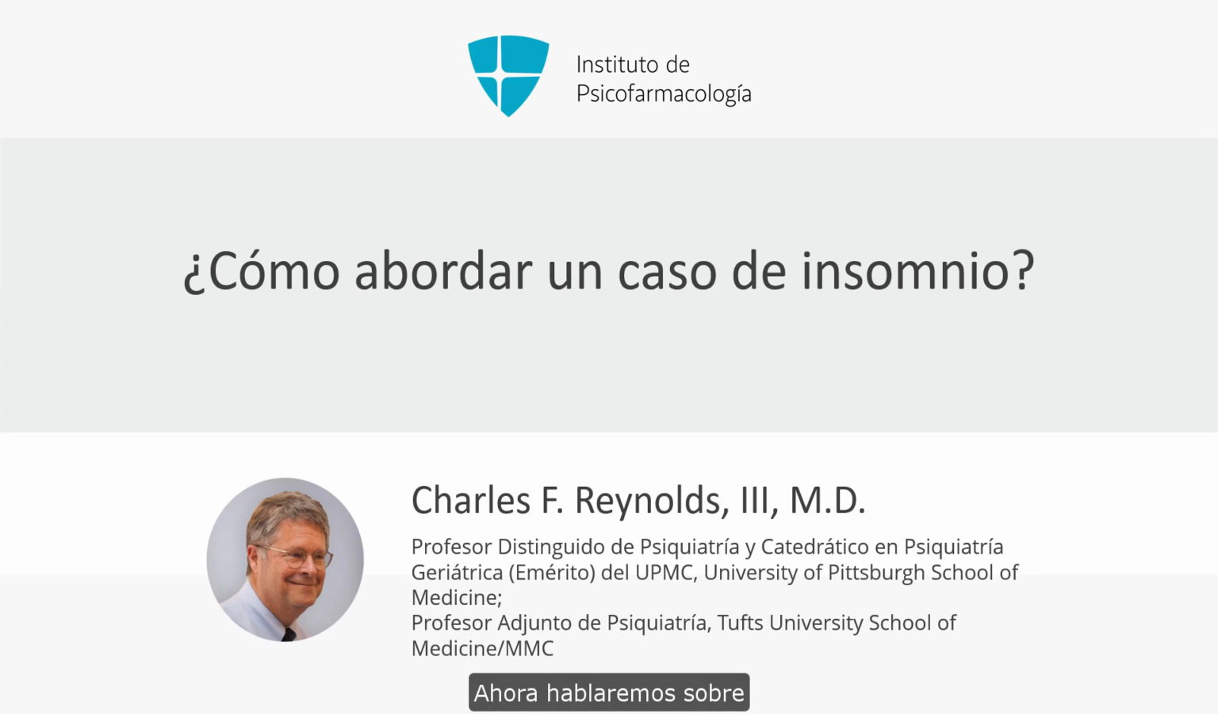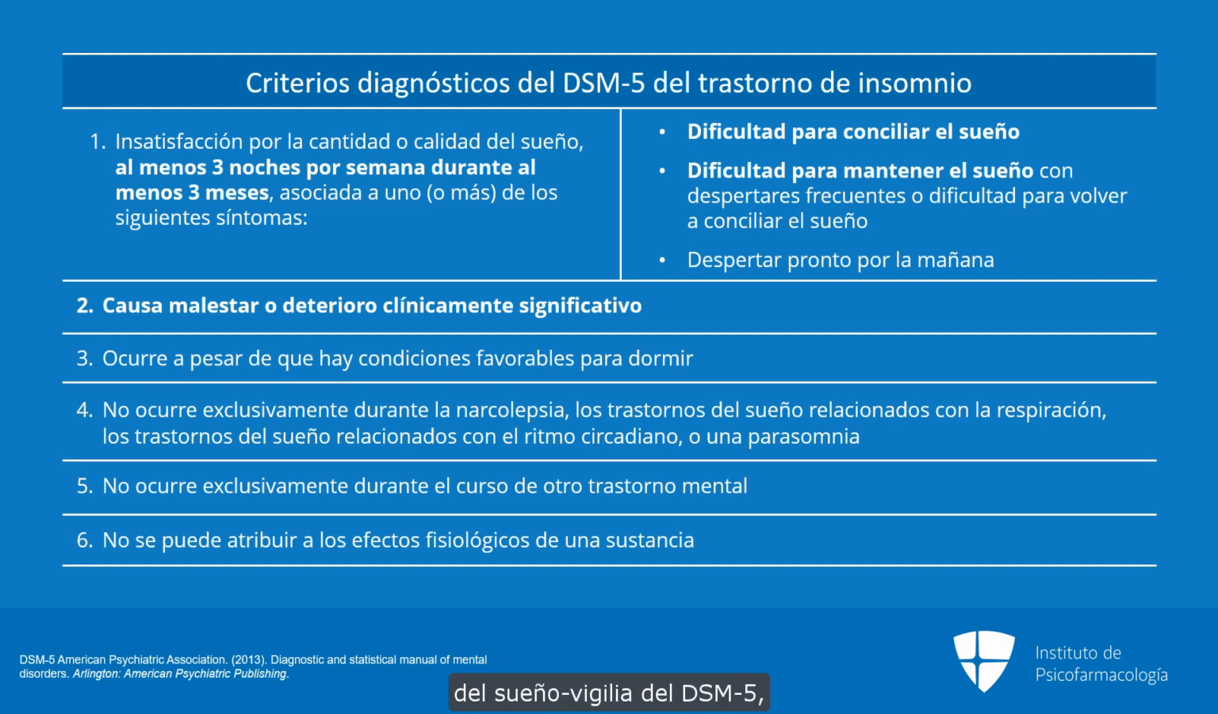Let's now talk about how to work up a case of insomnia disorder. When you review the DSM-5 chapter on sleep-wake disorders, you'll see the diagnostic criteria for insomnia disorder that specify that the patient's complaint of difficulty falling or staying asleep typically occur 3 times a week or longer, have lasted 3 months or longer, and are associated with daytime distress and impairment.